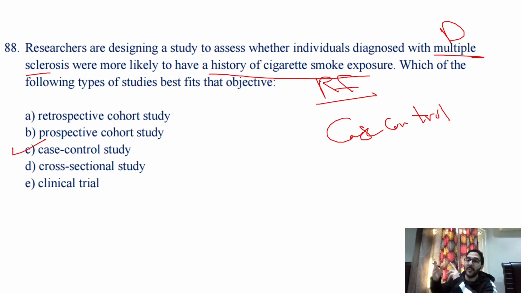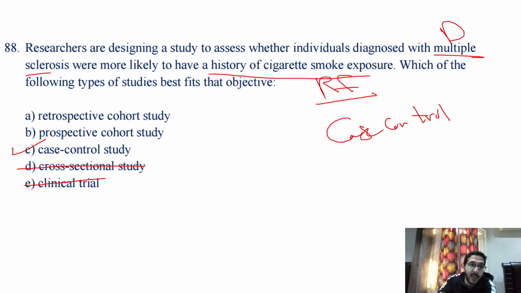In cohort, you start the opposite. You start with the risk factor and move forward to see whether they will develop the disease or not. That's it. And since here you will not make them smoke, it's not an intervention. You're not taking a picture to see the prevalence, so it's not cross-sectional, and it's not cohort.